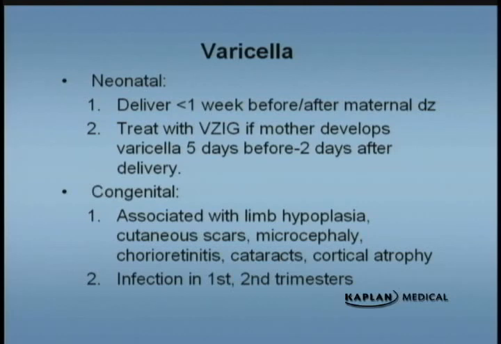Congenital varicella is going to be associated with much more limb hypoplasia and scarring. Also, congenital varicella is one of these type of TORCH infections. It can cause microcephaly, chorioretinitis, similar findings with the other infections. We just have to get titers. And again, look for infection in the first and second trimesters for most of these TORCH infections.